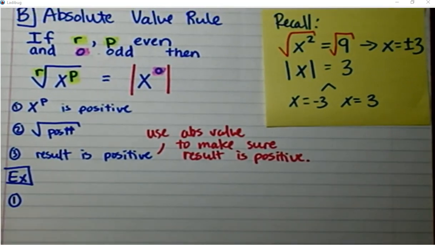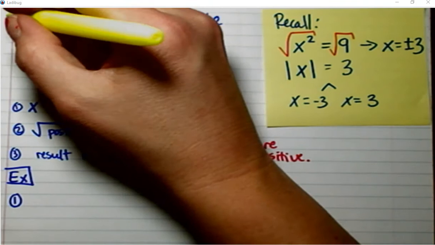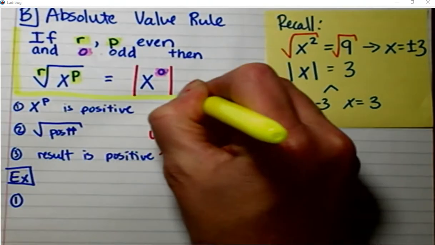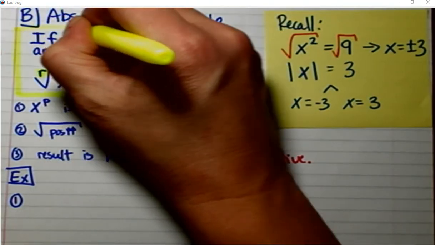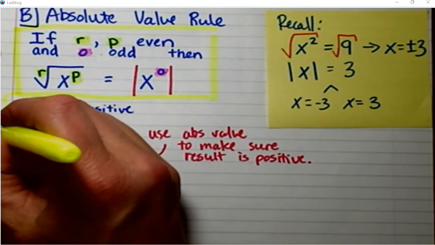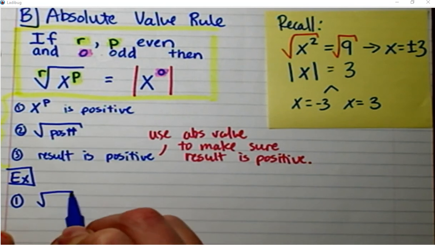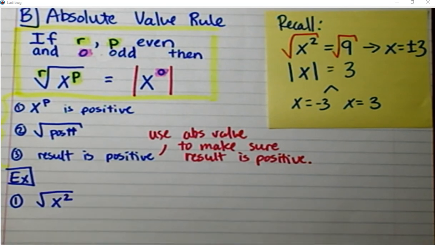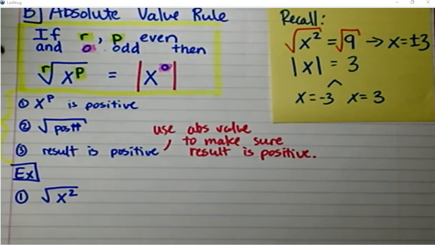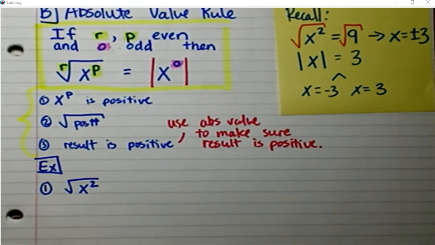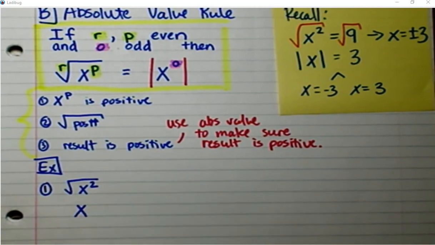So I've got the rule. I'll put a little box around it. This is the rule, even, even, odd. This is an explanation on why we have the rule. Let's use it. Now there's going to be no equals. This is just a radical that we're simplifying. Okay, write the answer. This is an after the fact rule. Just write the answer. X.